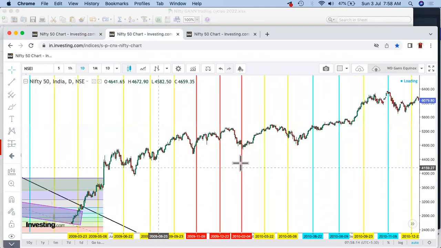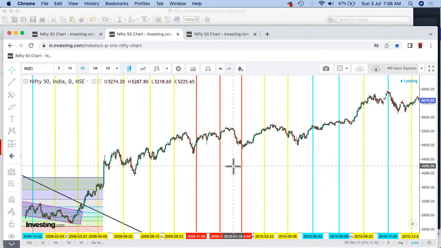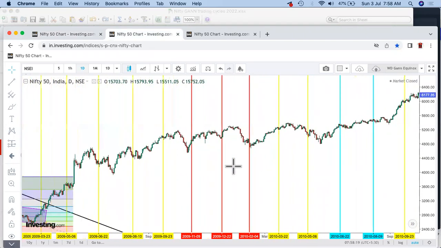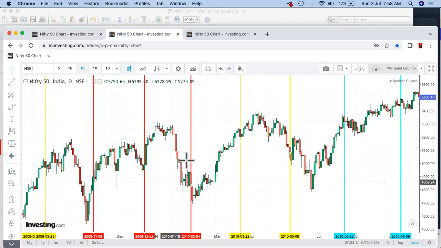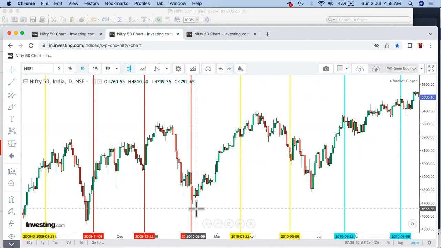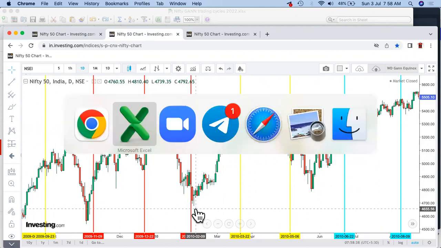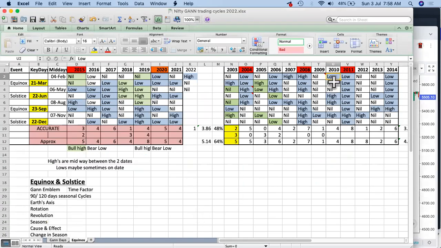Probably we have come down till this part, and we need to start from here. Right. So 4th February 2010 was again a low. We see that there was a high which was formed, and after the price action, it has again come down drastically. So this is a low. We'll mark that as a low. So February 2010 has been a low.